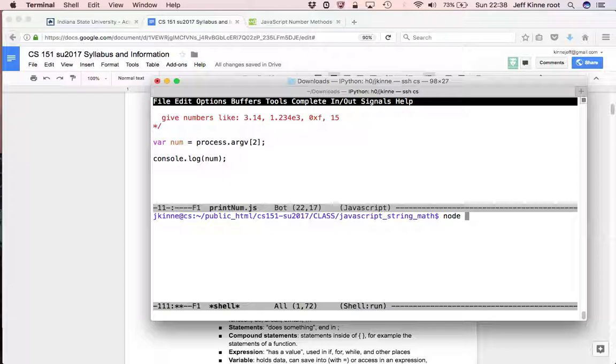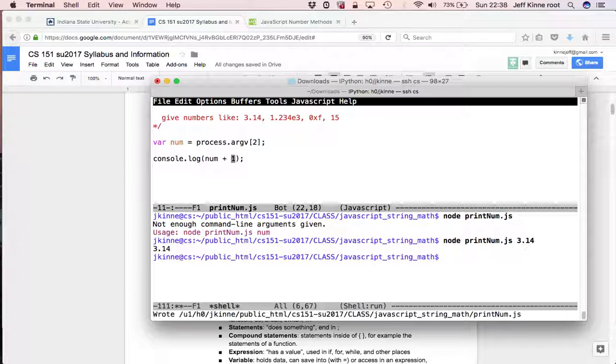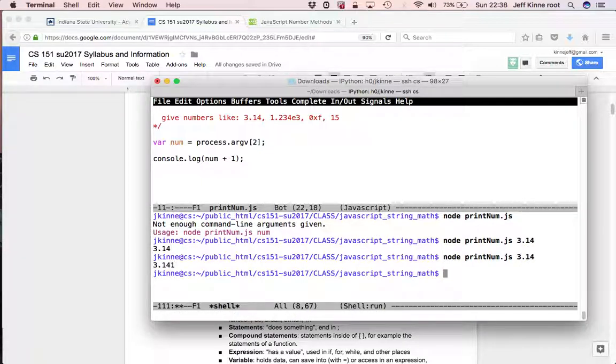I'll run it here, node printnum, and if I run it like that, I should get the error message saying I need to give a number. So let's give 3.14. And what if I do num plus 1? There are 3 possibilities. It could give me an error. It could add 1, so print 4.14, or it could put the 1 on the end because this is a string. Let's just see. Okay, there it put the 1 on the end. This is a string, so it's converting the number to a string.